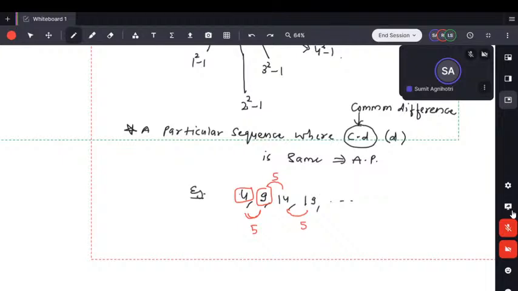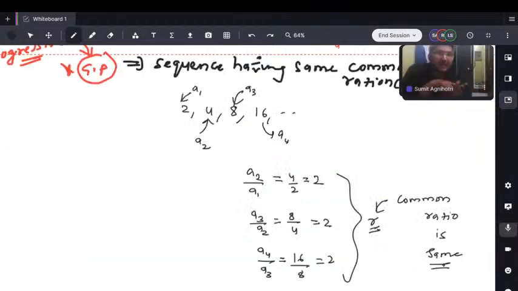So this is geometric progression, right? It should be the same ratio. Same common ratio needs to be there if the sequence is GP. Same common difference needs to be there if the sequence is AP. First thing is you need to learn how to distinguish whether it is AP or GP, but in our syllabus we are going to cover AP only. When will you call a sequence AP? When common difference is same. When will you call a sequence GP? When common ratio is same.